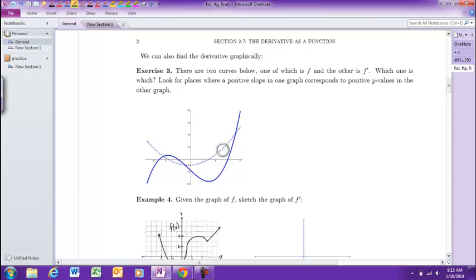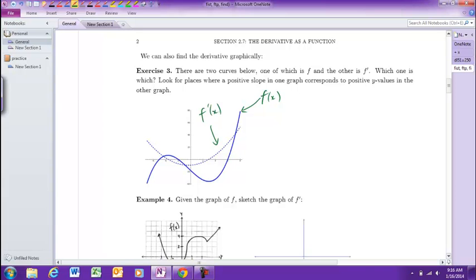But here my dotted line has positive values, and those correspond to positive y values for my solid line. But when I get to this area right over here, the dotted line has a positive slope, in terms of the tangent line to that spot. But my y values down here for the solid line are negative. So the slope for the dotted line does not correspond to the solid line, but the slope for the solid line does correspond to the y values of the dotted line. This would seem to imply, my first guess, that my solid line is my f of x and my dotted line is f prime of x.